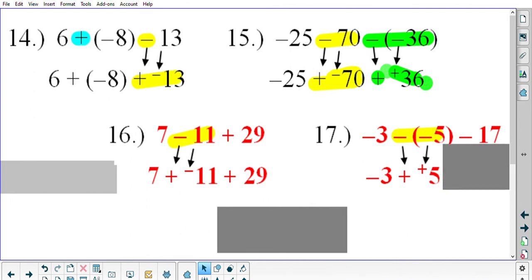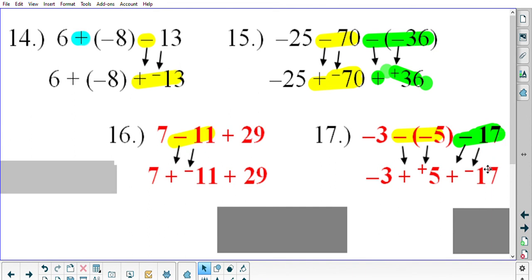And then we have, what's next? Another subtraction piece. Subtracting 17. That needs to also become adding the opposite. The opposite of 17 is negative 17. And that is the last problem on the first page of the guided notes. And that's where I'm going to stop this video. We'll do the second page separately in a different video.